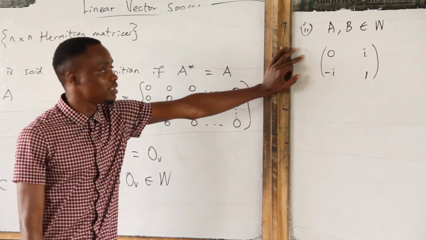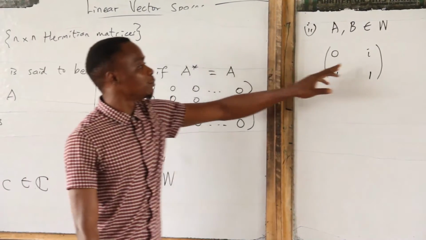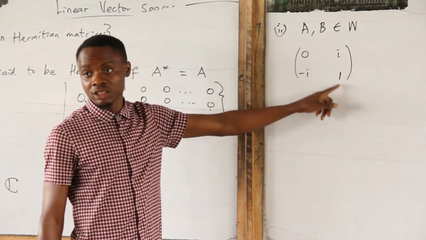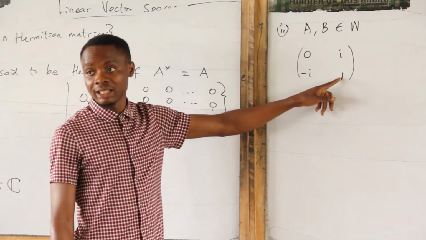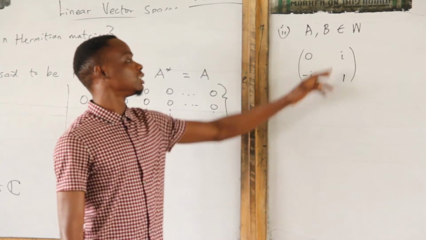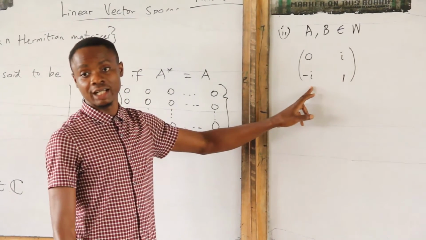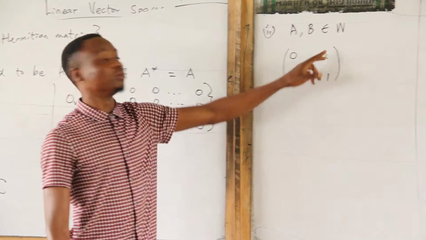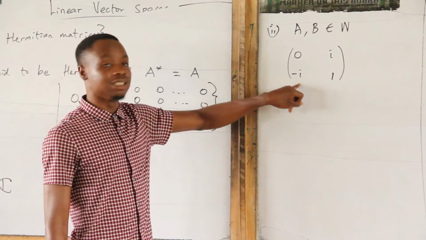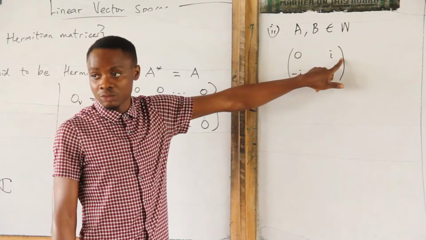How did we come about this? Listen to something. When you transpose a matrix, the leading diagonal elements will not change their position. Can you remember that? The only ones that will change their position will be these. Is it clear? So these are the ones that will be interchanged. So you want to ensure that when you transpose this, you get exactly what you have here.